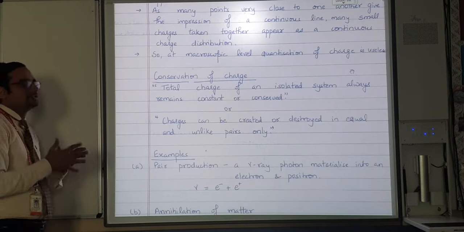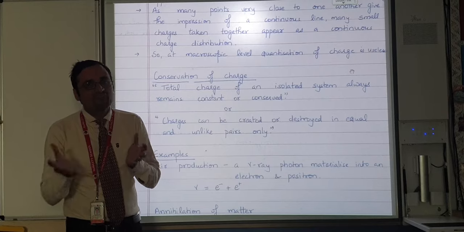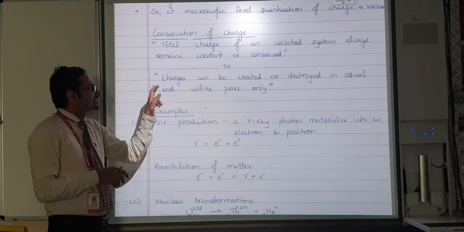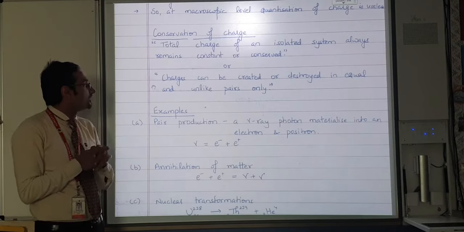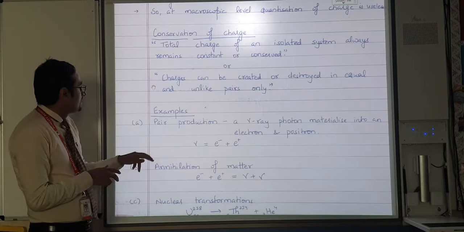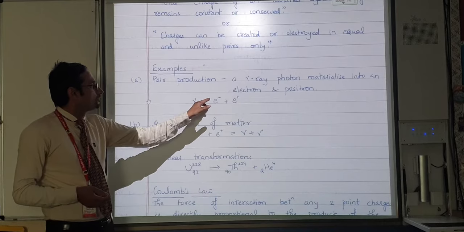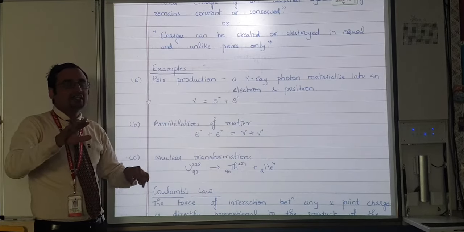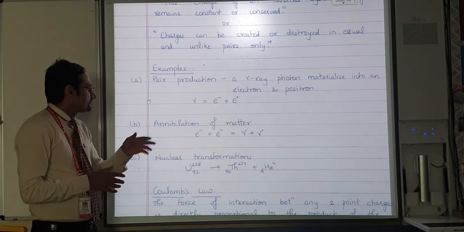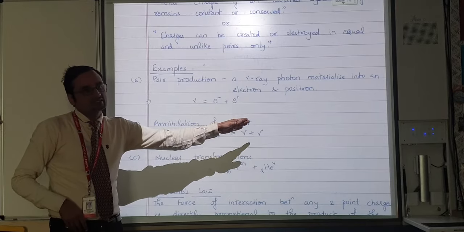But let me tell you, I hope you all know that the total charge is conserved in any nuclear reaction, or charges can be created or destroyed in equal and unlike pairs. Okay? An example is pair production: gamma gives an electron plus a positron. Again, as I said, I will explain this in the Atoms and Nuclei chapter. Then annihilation of matter: electron plus positron will give gamma plus gamma.